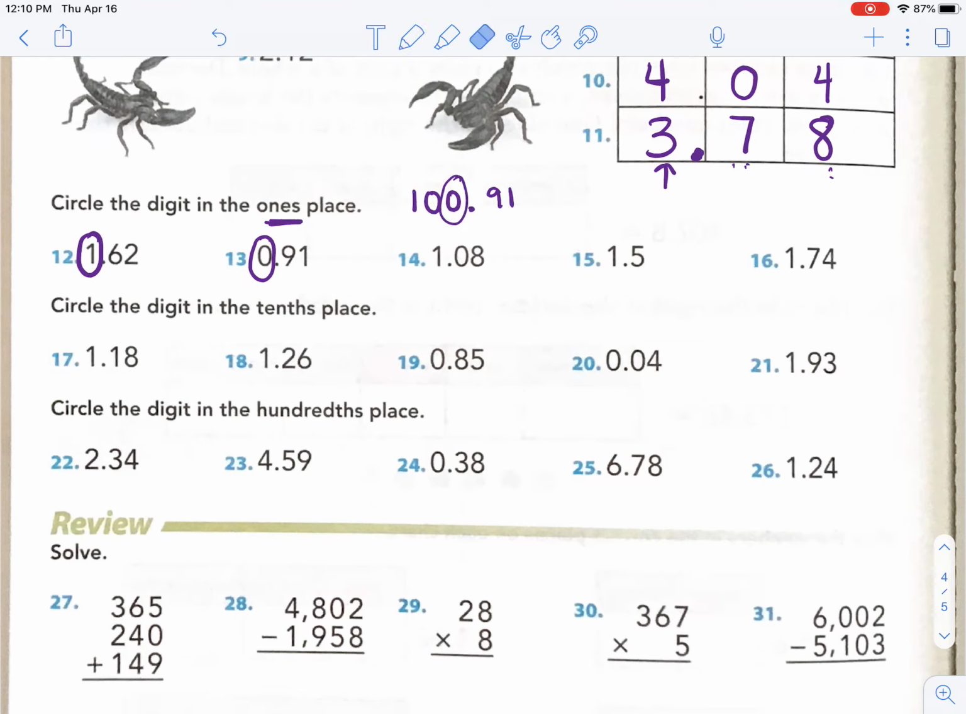Okay, let's keep circling. Number in the ones place. It's the 2 right next to the decimal. So it's to the left of the decimal. Where is it? It's the 1. Okay, the number to the left of the decimal, 1. Number left of the decimal, 1. Those are all in the ones place.